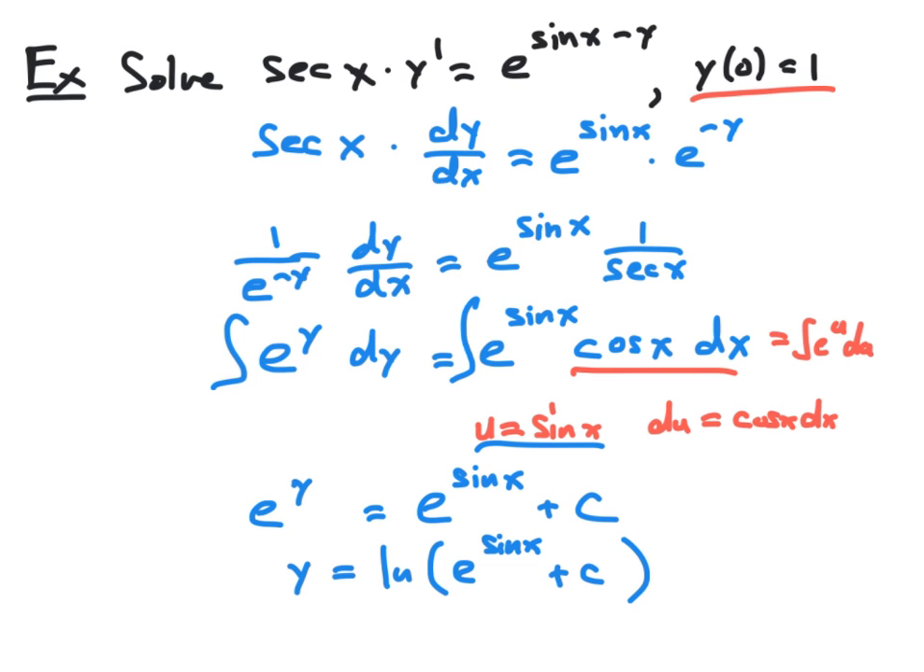In order to find the value of c, we can use either of these last two equations. We can use either the implicit equation, e to the y equals e to the sine x plus c, or the explicitly solved equation, y equals natural log of e to the sine x plus c. In this case, it'll actually be a little bit easier to use the implicit equation, e to the y equals e to the sine x plus c, and so that's the equation that we'll use to find our value of c. Although, once we know that, we'll then plug it into our final solution that is solved for y.